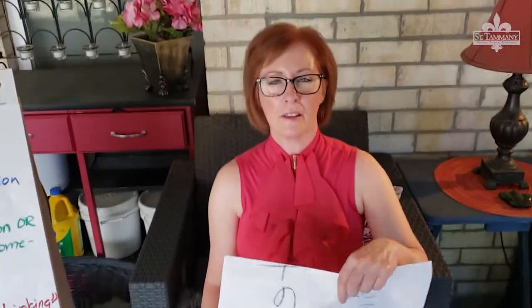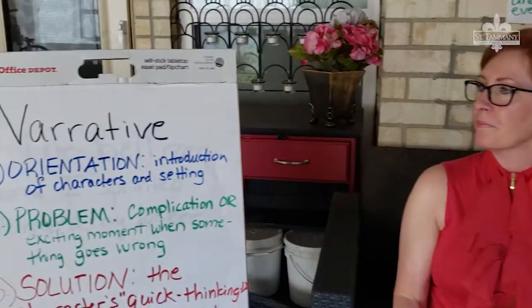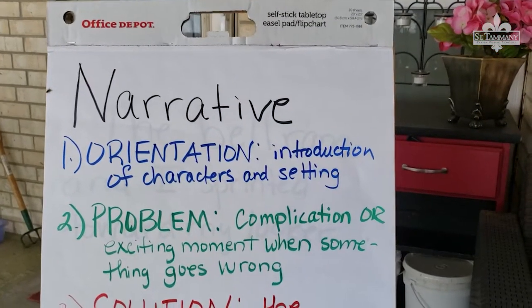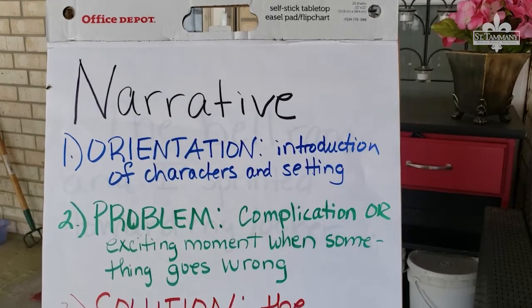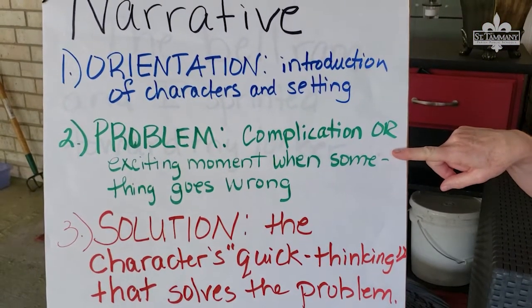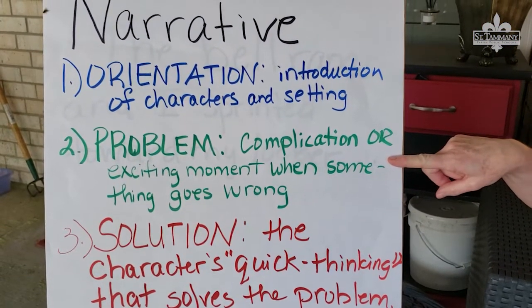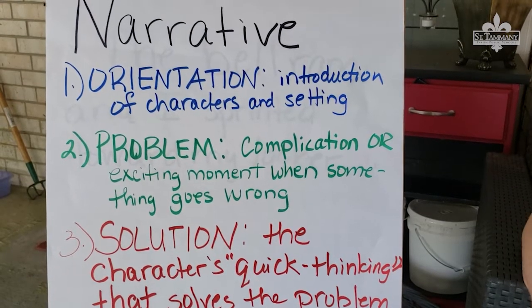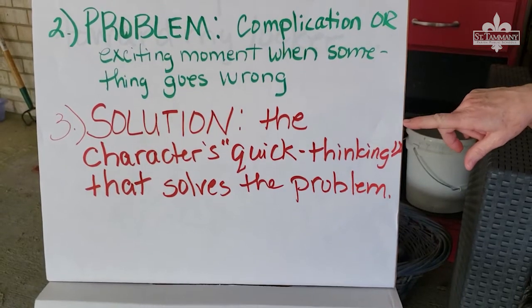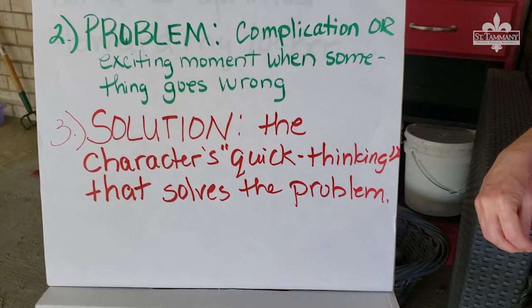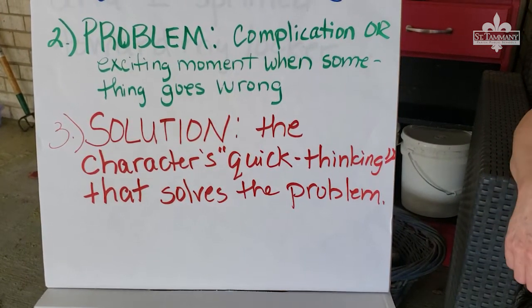Just like a formal essay, a narrative has 3 parts. And these 3 parts are the orientation, which is the introduction of characters and setting, the problem, which is a complication or exciting moment when something goes wrong, and the solution, the character's quick thinking or action that solves the problem.